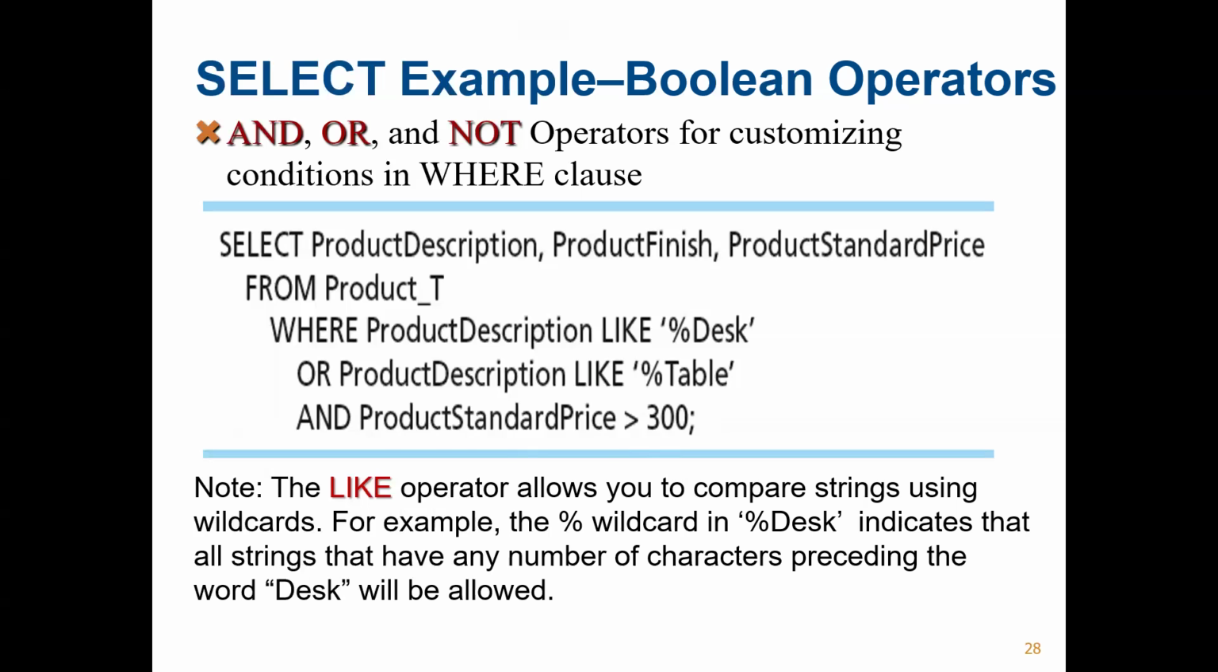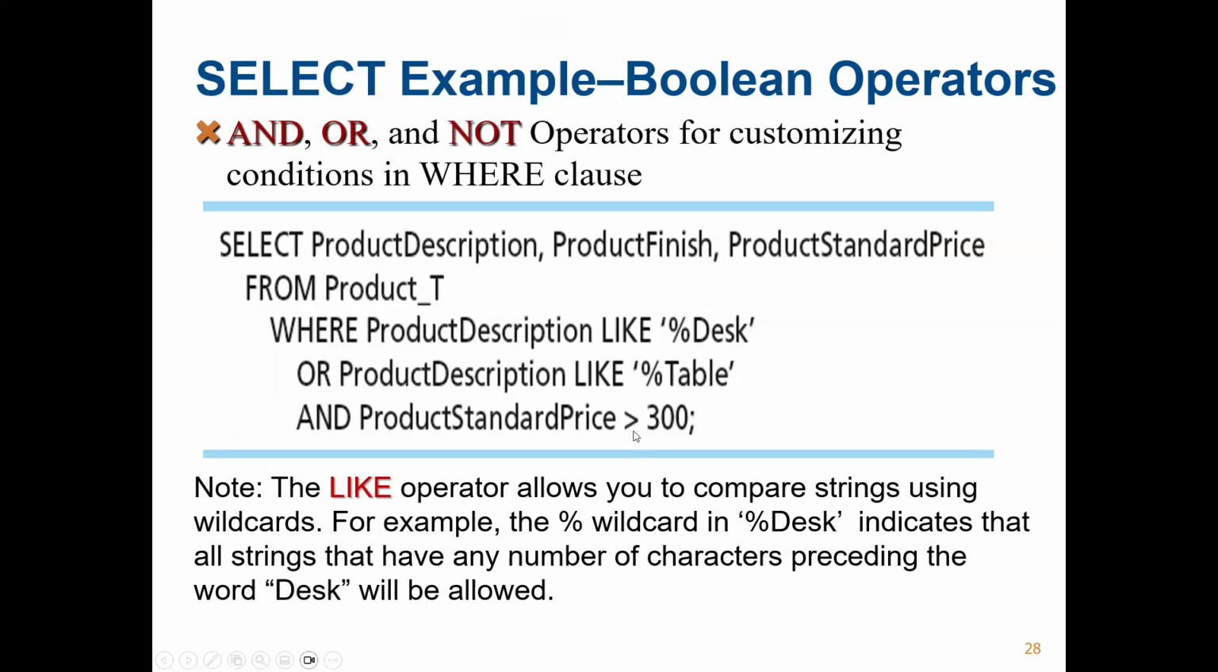and we're going to get a result. We have computer desk, we're also going to get a result. So in our product description, we need all the desks, different types of desk and different types of table. So here they said the LIKE operator allows you to compare strings using wildcards. For example, the percent wildcard indicates all strings that have any number of characters preceding the word desk. And that's what we're trying to say. So if it's a computer desk or reading desk or any desk you can think of, that's a match. And since this is OR, it means whether we have the desk or the table, we get a result.